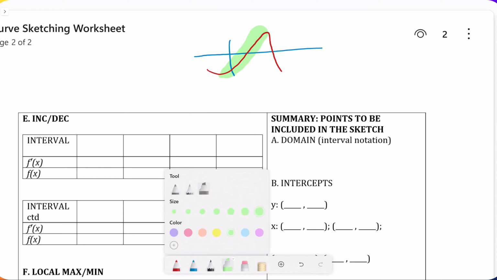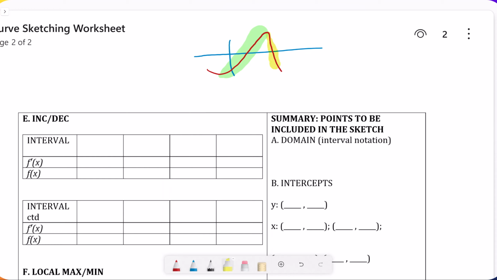Now, where am I decreasing? I'm decreasing over here. I'm decreasing over here. I'm decreasing over here, okay? But that also corresponds to where I have a negative rate of change, right? Where the derivative is negative. Okay, so how am I going to identify these locations, right? It's obviously not always going to be easy to see on a curve where things change from increasing to decreasing and so forth. That's the power of doing things analytically, right?